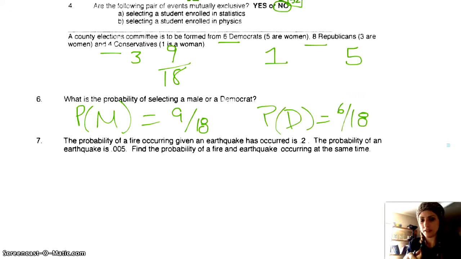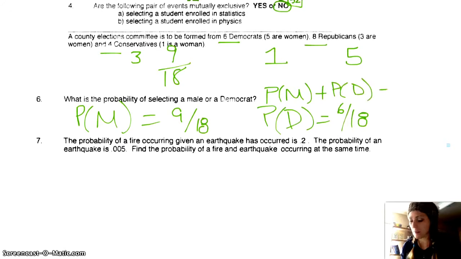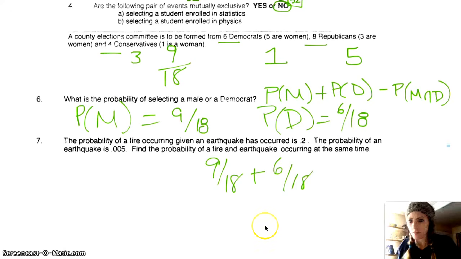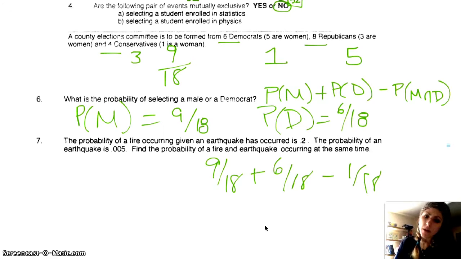So in order to get the probability of selecting a male or a Democrat, we need the probability of male plus the probability of being a Democrat, and then subtract off the probability of them being both, because I don't want to double count. So probability of male and Democrat. I have 9 out of 18 plus 6 out of 18 minus 1 out of 18. So 9 plus 6 is 15, minus 1 is 14, so I end up with 14 out of 18 for number 6.